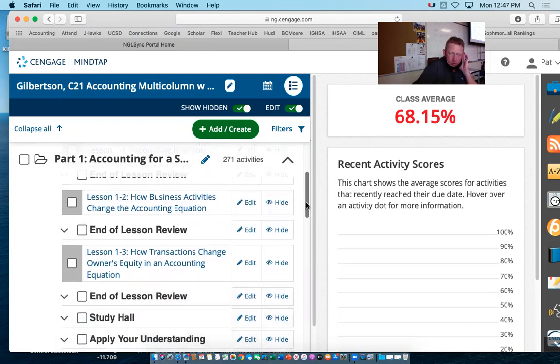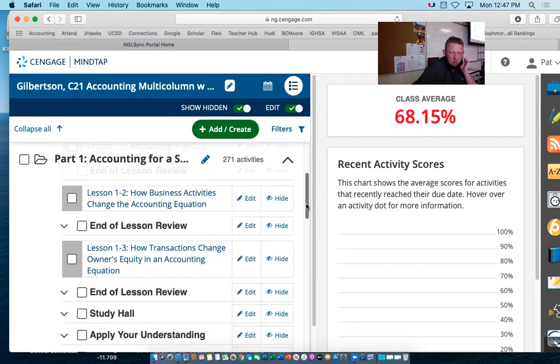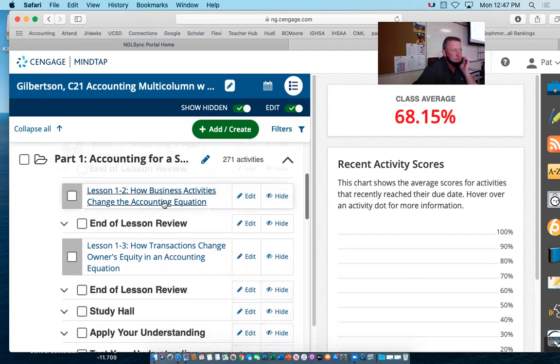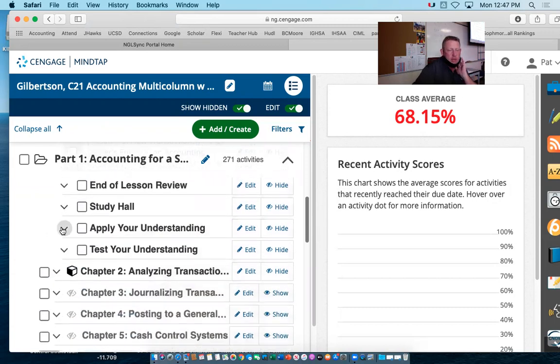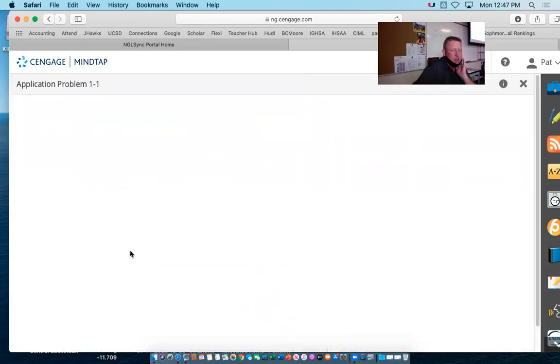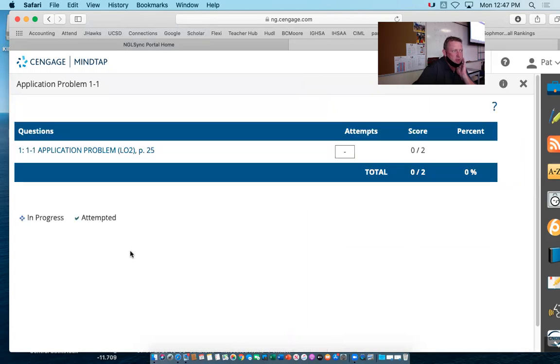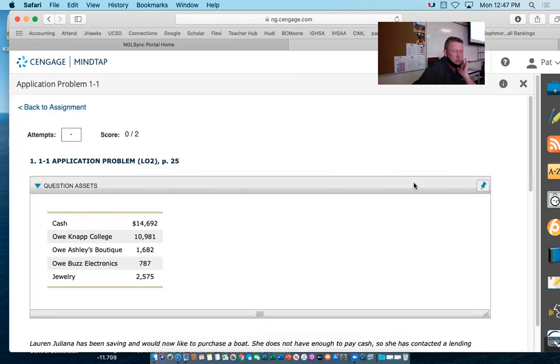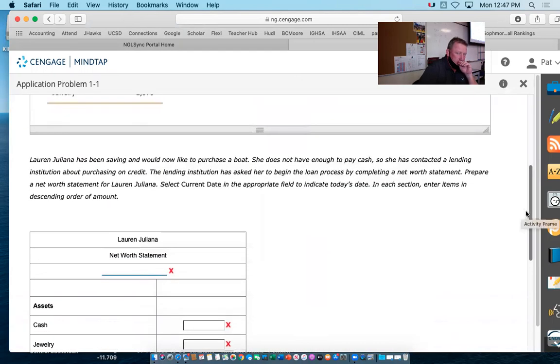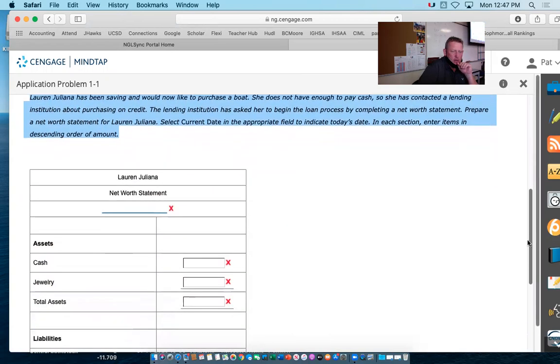All right, so let's take a look. Let's go over 1-2. Or do you guys want to do the application problem real quick? Just get it over with? Down here where it says apply your understanding, click on application problem 1-1, just so you know, you got to keep getting used to moving around in here. The directions are down here. They filled out everything in there.